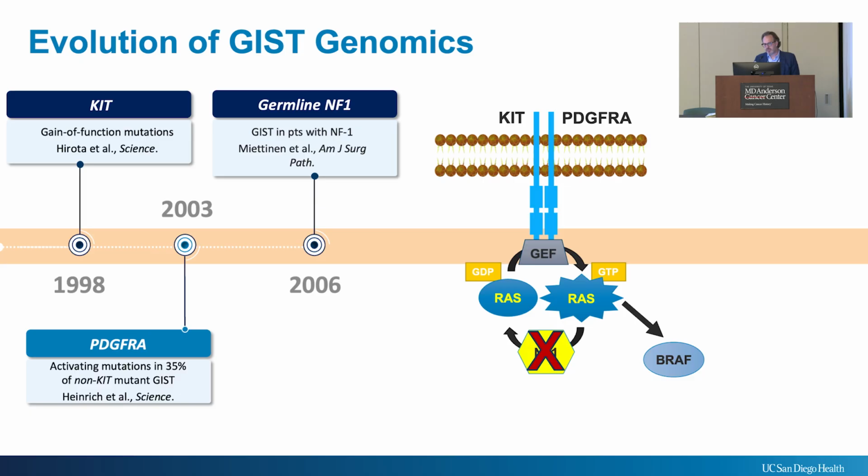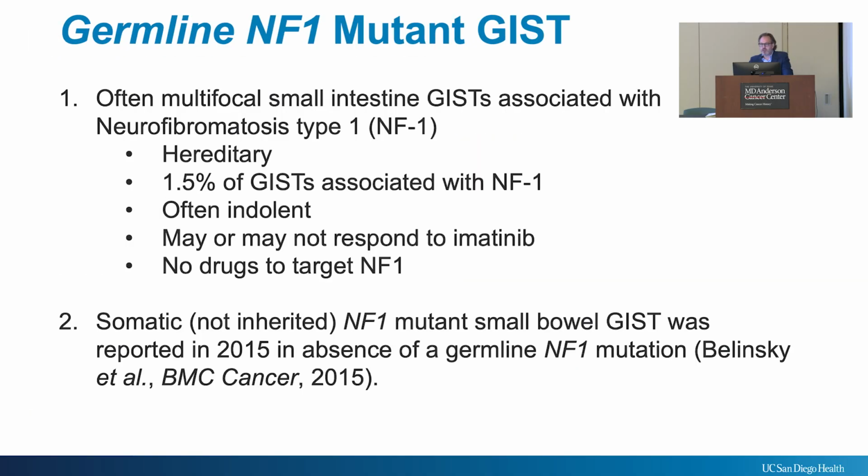So in 2006 was the first description of germline neurofibromatosis 1 gene mutations, or NF1. Germline being those patients that have a hereditary version, basically inherited from parent to child. These are often multifocal GISTs that most often occur in the small intestine. Besides one case I've personally seen in the stomach, every other one I've ever seen was in the small bowel. These only represent a small fraction of GISTs associated with NF1.